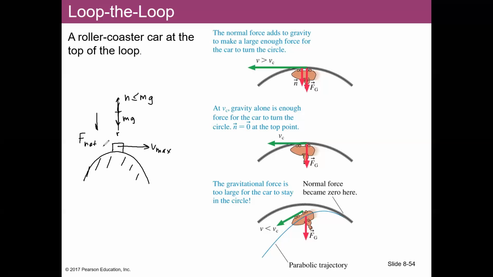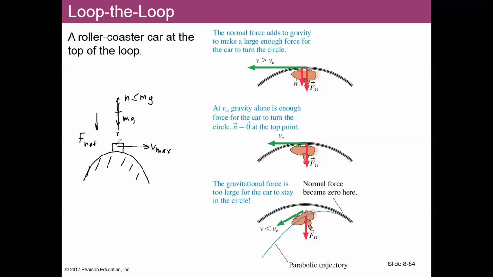It's always less than or equal to mg because, right, if it's at rest, then F net would be 0 and n would equal mg. But in order for there to be any motion at the top of this hill, there has to be a small net force downward, which by the definition of F net is going to necessarily force n to be less than mg. And so this will continue up until you reach the speed at which n becomes 0. Once again, n doesn't flip.